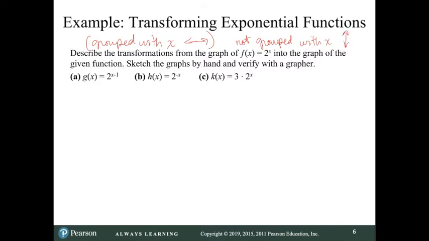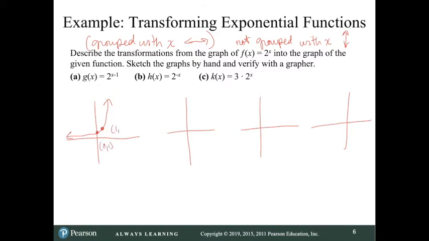If it's multiplied, it's a stretch or a shrink. If it is added or subtracted, it is a shift. So if we look at A, our first question is, what is changed from 2 to the x? If I'm going to be making 4 graphs here, my basic 2 to the x just looks kind of like this. It goes through 0, 1, and 1, 2, right? For 2 to the x. You could substitute in and find that, but these are critical or anchor points for this function.